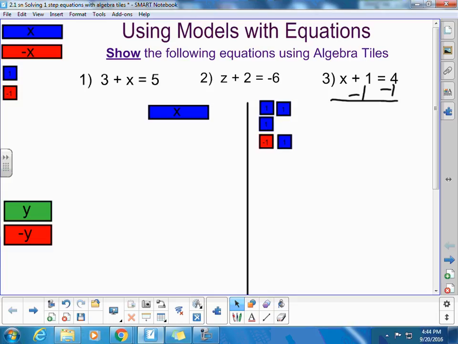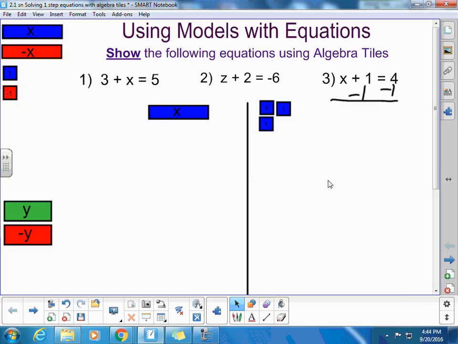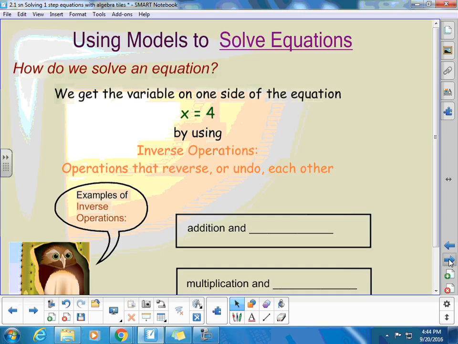And that will actually get rid of these 2 also, because they're a 0 pair, so we can get rid of them. And we're left with x equals 3. And if we did it here, it would be x equals 3 here also. So that is one-step subtraction.